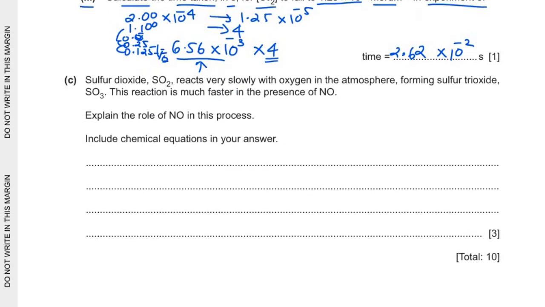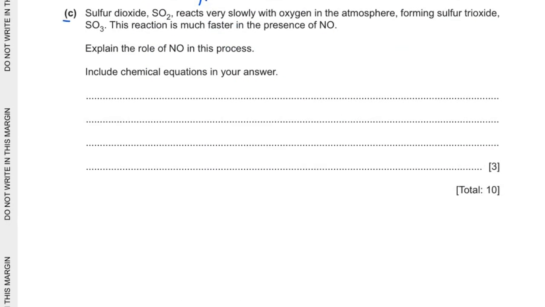Right? The C part is: sulfur dioxide SO2 reacts very slowly with oxygen in the atmosphere, forming sulfur trioxide. Now this is the oxidation of sulfur dioxide with oxygen to sulfur trioxide SO3. This reaction is much faster in the presence of NO, that is nitrogen monoxide. Explain the role of NO in this process.